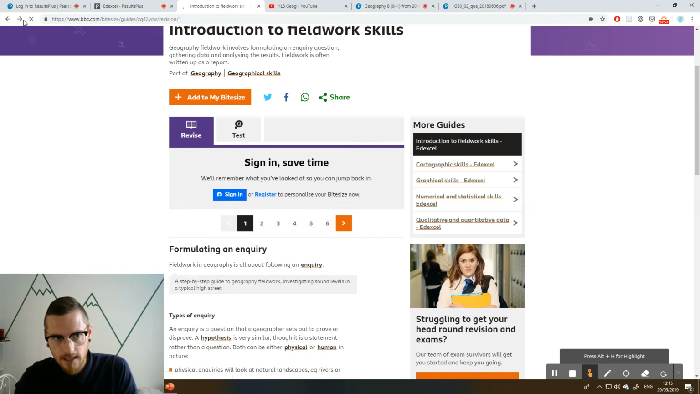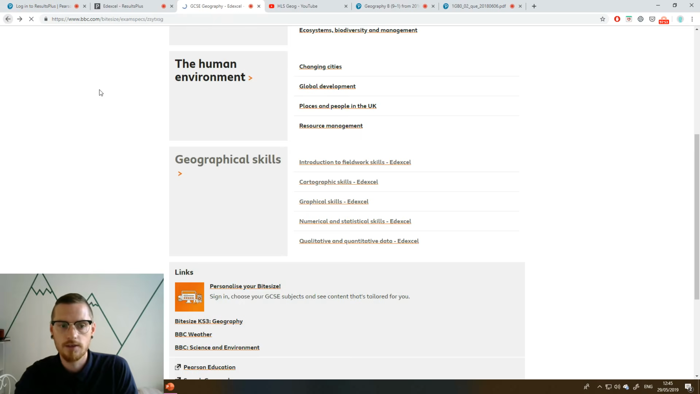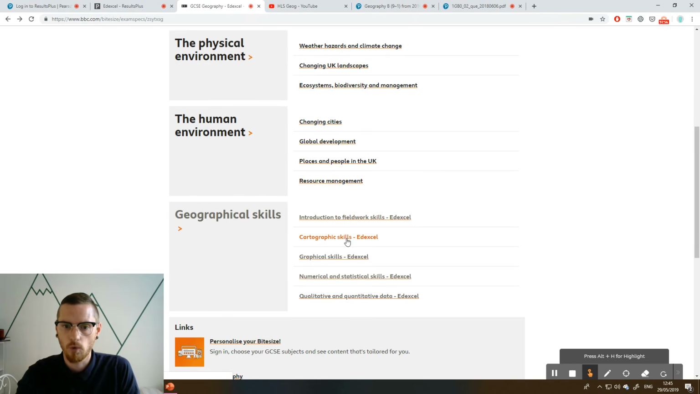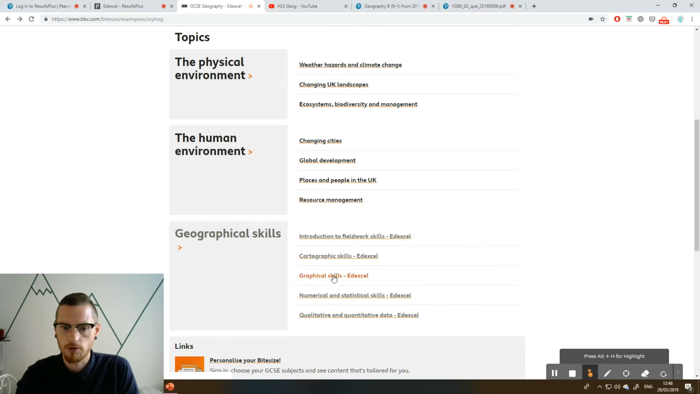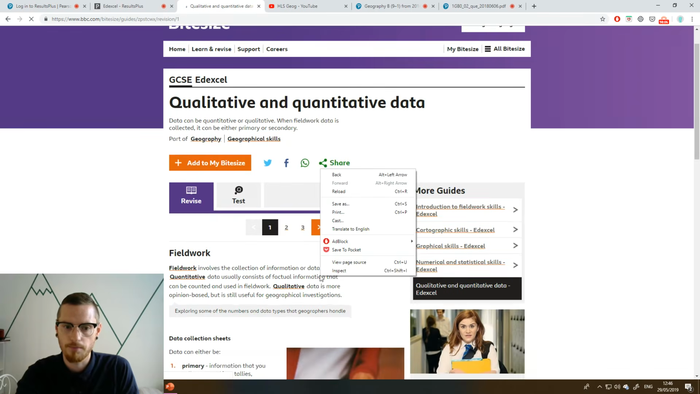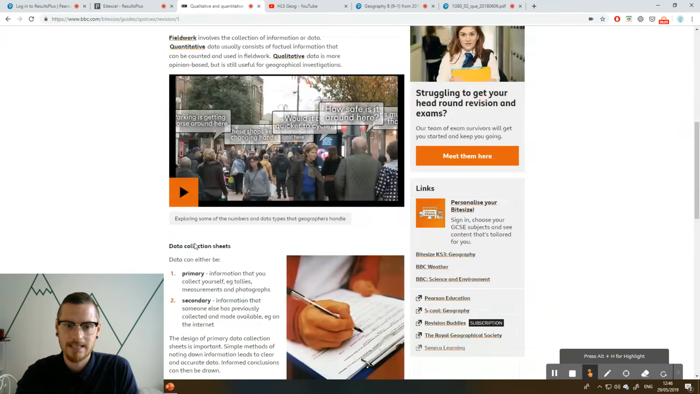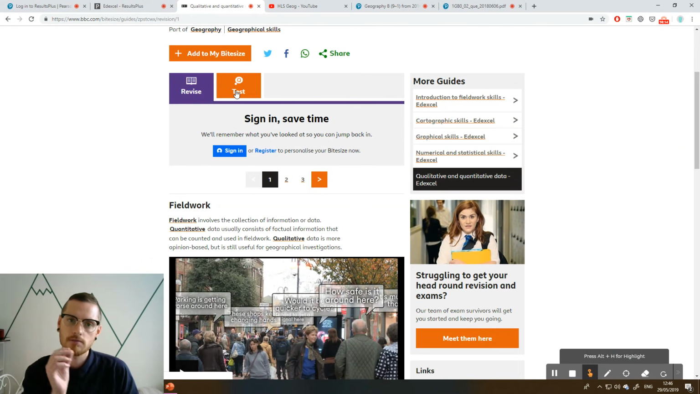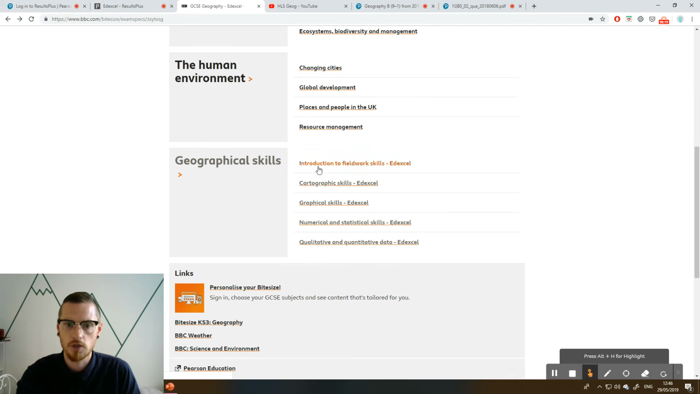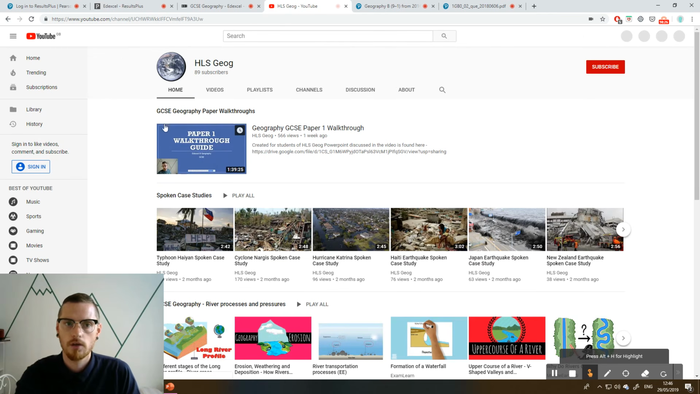If you go back, none of this is on Seneca. So if you're someone who uses Seneca, they don't have anything on fieldwork. There's also cartographic skills here, and a section on graphical skills and qualitative and quantitative data. Now, that is super important to fieldwork. There's a video here that explains it, and again, there's tests. I would rinse and repeat these tests on this entire geographical skills section. You've got 5. There's only a handful of pages on each, but I would be doing that before this exam.